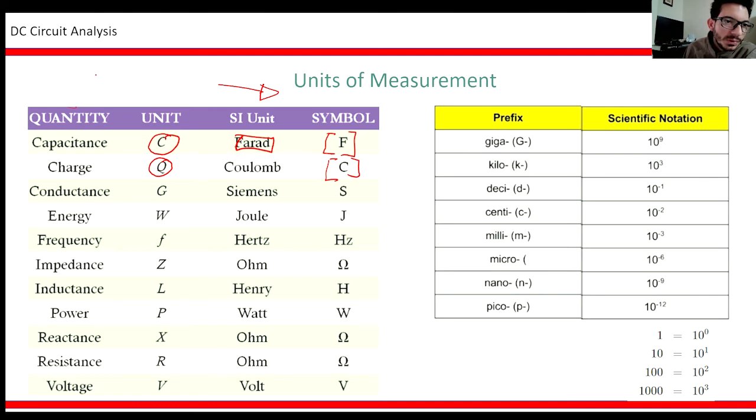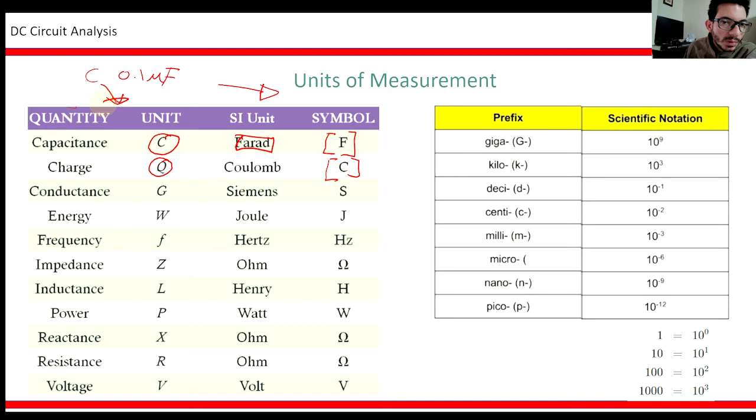So if they tell you a capacitor has 0.1 microfarad, you'll see this on a capacitor, it will say 0.1 microfarad. It won't say C anywhere. Well, maybe you'll see it when you buy it, but you have to know that the units of capacitance and the symbol are very important to remember.